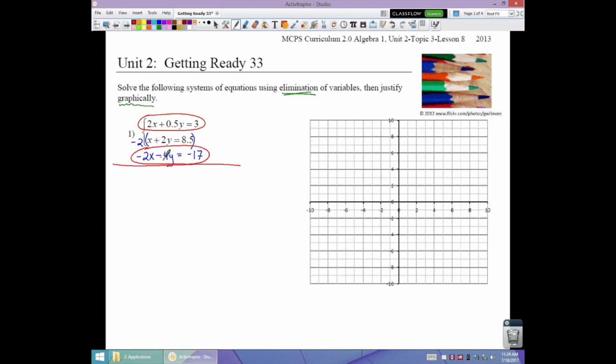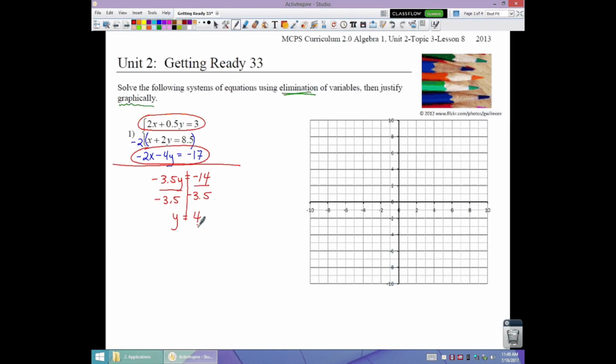1/2 y minus 4y would be -3.5y. And then 3 and -17 is -14. Well, to solve that one-step equation, if I divide both sides by -3.5, then y is equal to positive. Negative over negative is a positive 4.